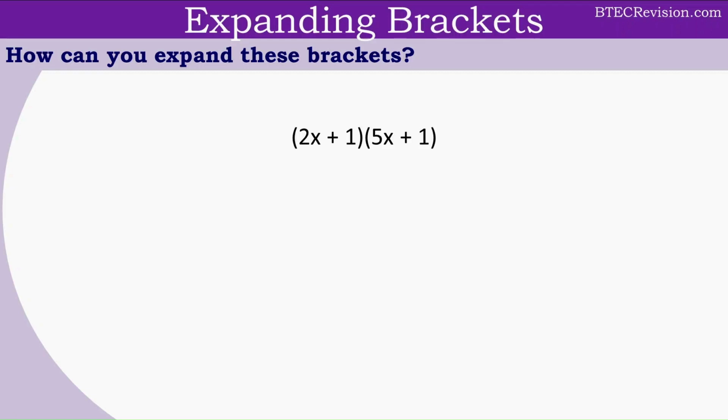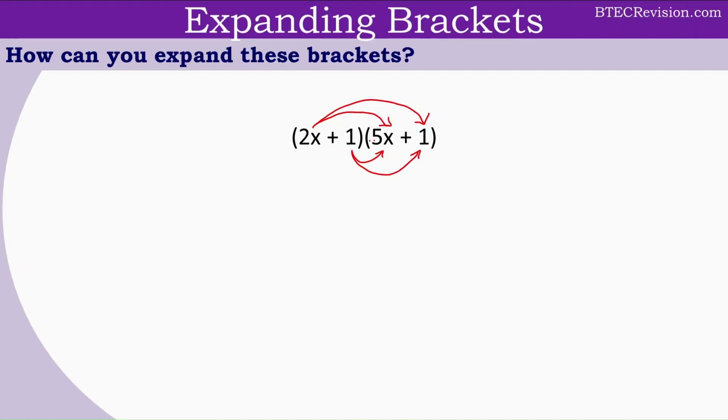To expand the product of two factors, you'll have to multiply every term in the first factor by every term in the second factor. For example, let's take 2x multiplied by 5x, then 2x times 1, then we can move on to 1 times 5x, and then 1 times 1.